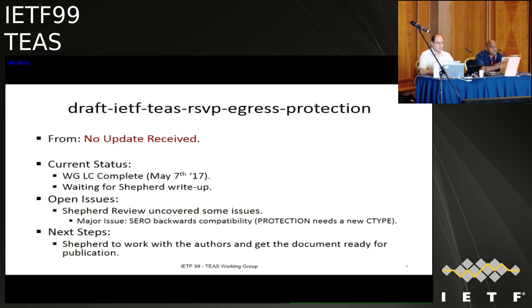Today we have 2 C types of protection object. Both of them have fixed sizes. In this draft, we are defining multiple sub-TLVs in a protection. So in order to be backwards compatible, you've got to introduce a new C type. And if you're going down the route of adding a new C type, there's some simplification that can be done to the procedures. So the intent is to work with authors, make sure this gets resolved, and then we'll take it to publication.